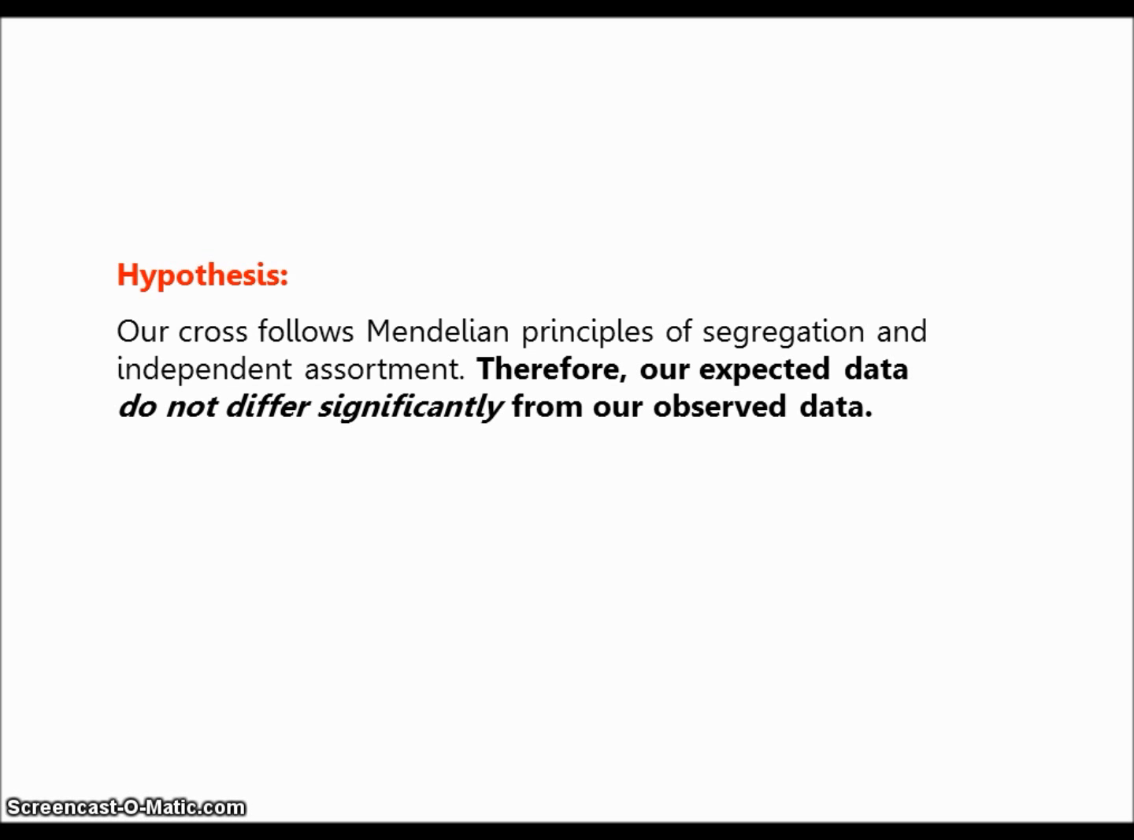Okay, so when we're actually putting this into action, we're going to start out with a hypothesis, and in this case we're going to hypothesize that our cross follows Mendelian principles of segregation and independent assortment. Therefore, our expected data do not differ significantly from our observed data. Okay, so we want these two data sets to be more or less the same statistically.